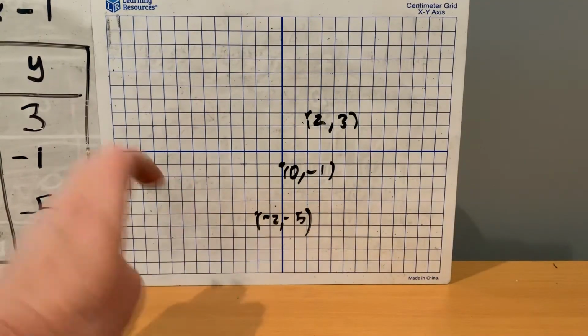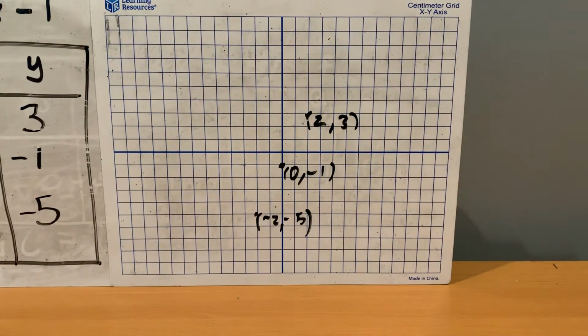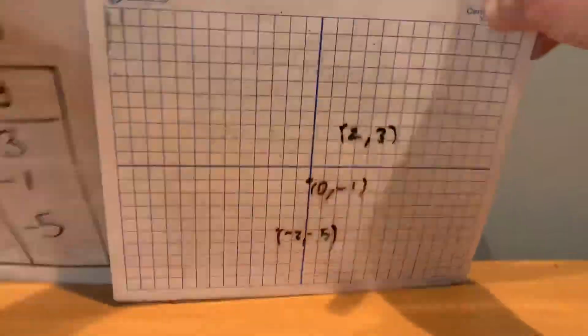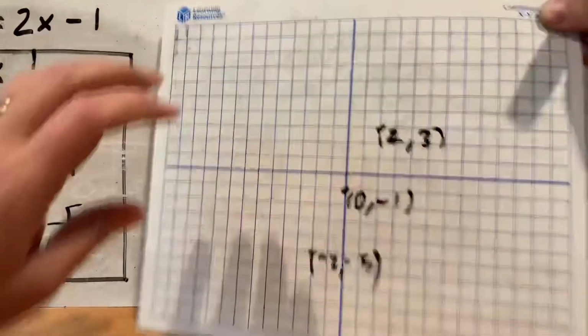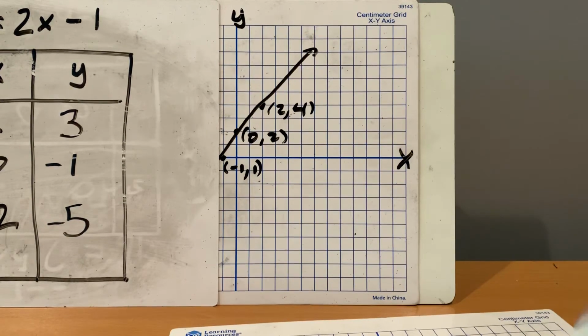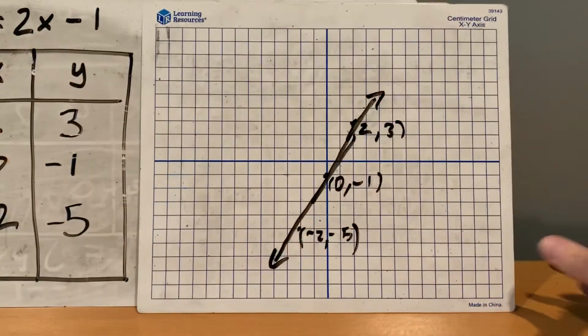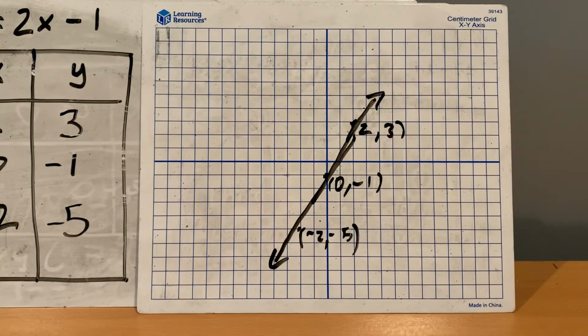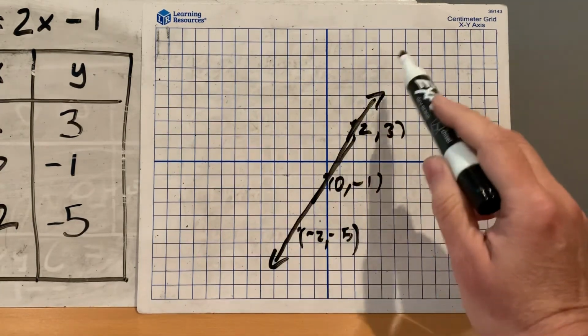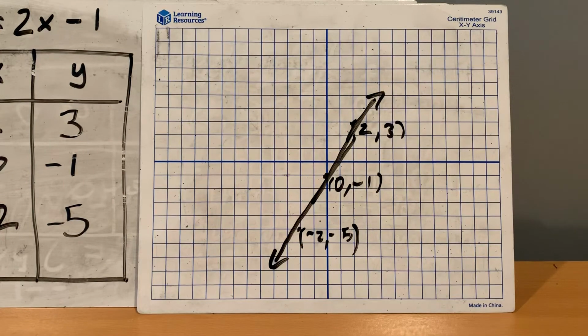Now we've graphed our points, and we'll see that we can draw a line through those points. Okay, it's not totally a straight line, but you'll see that we were now able to graph the points and draw a line through those points. That line would pass through any other points in that function.